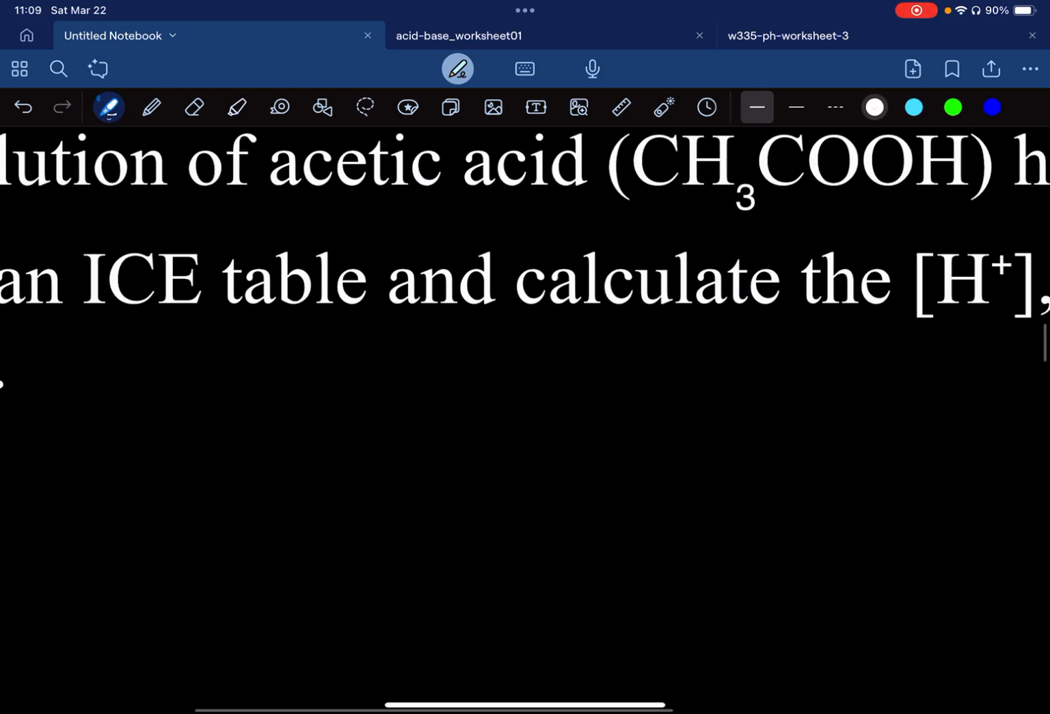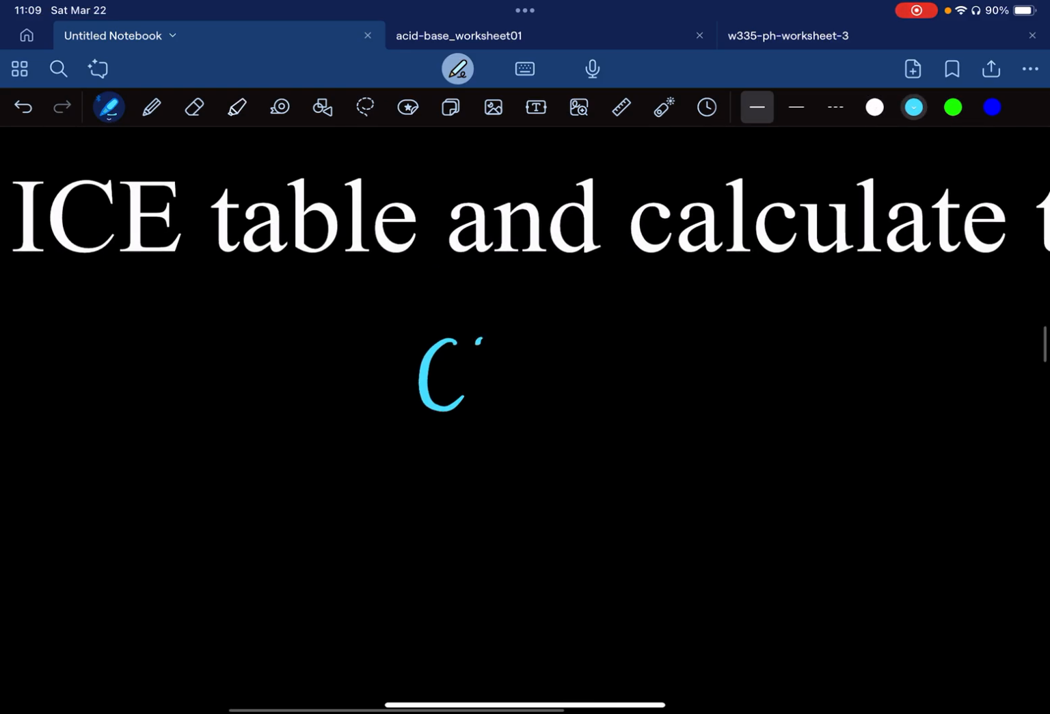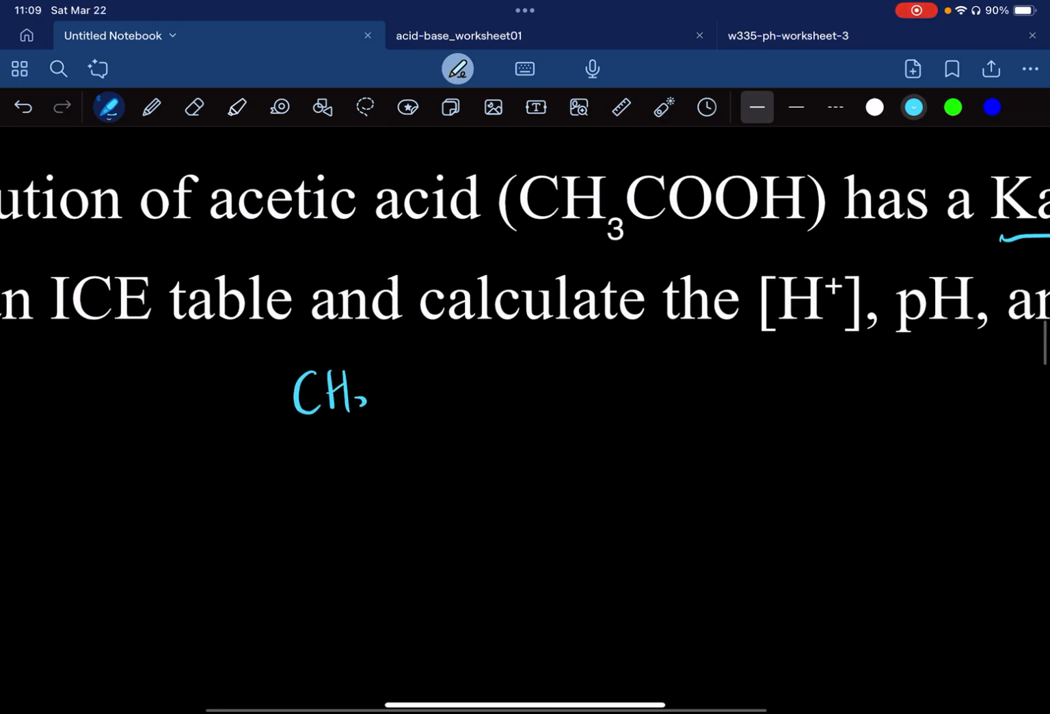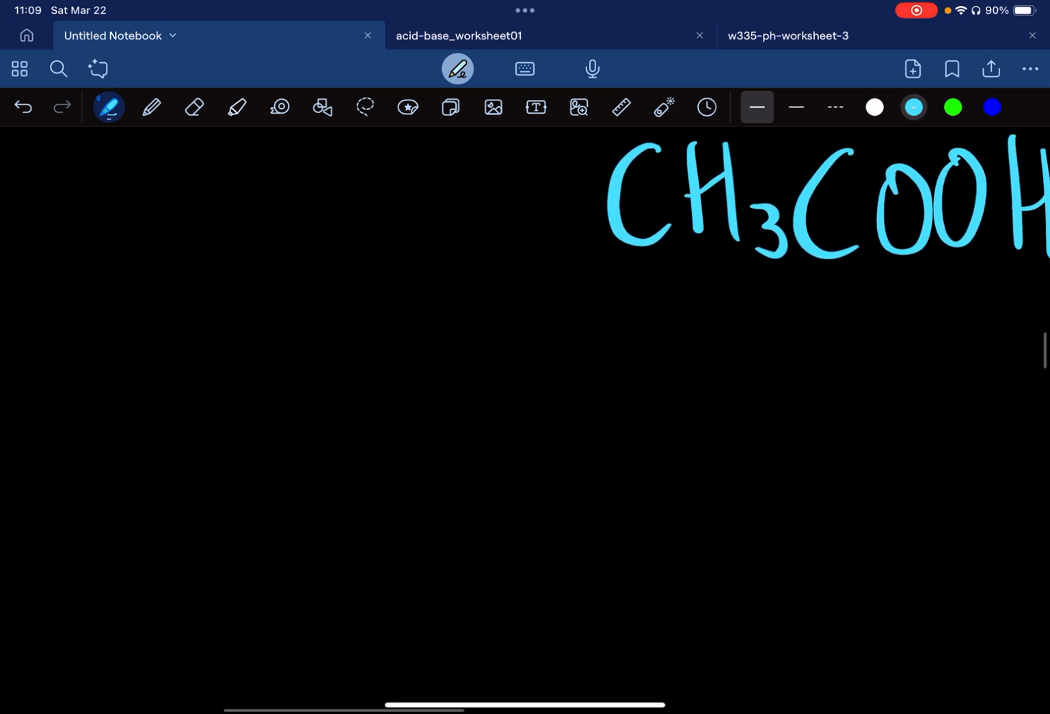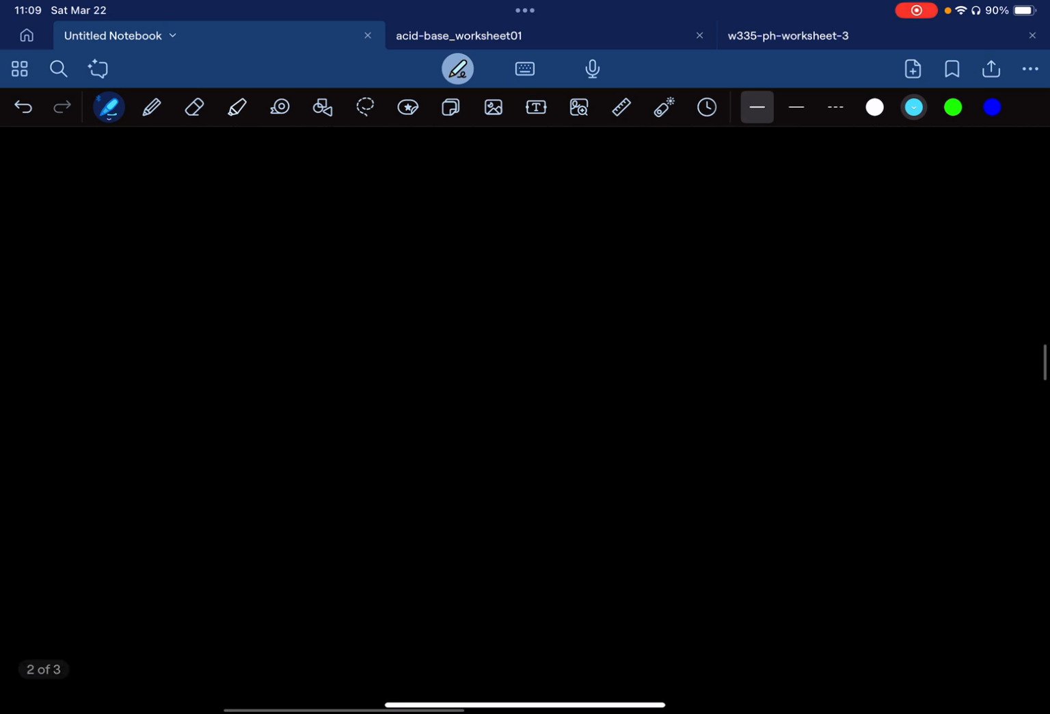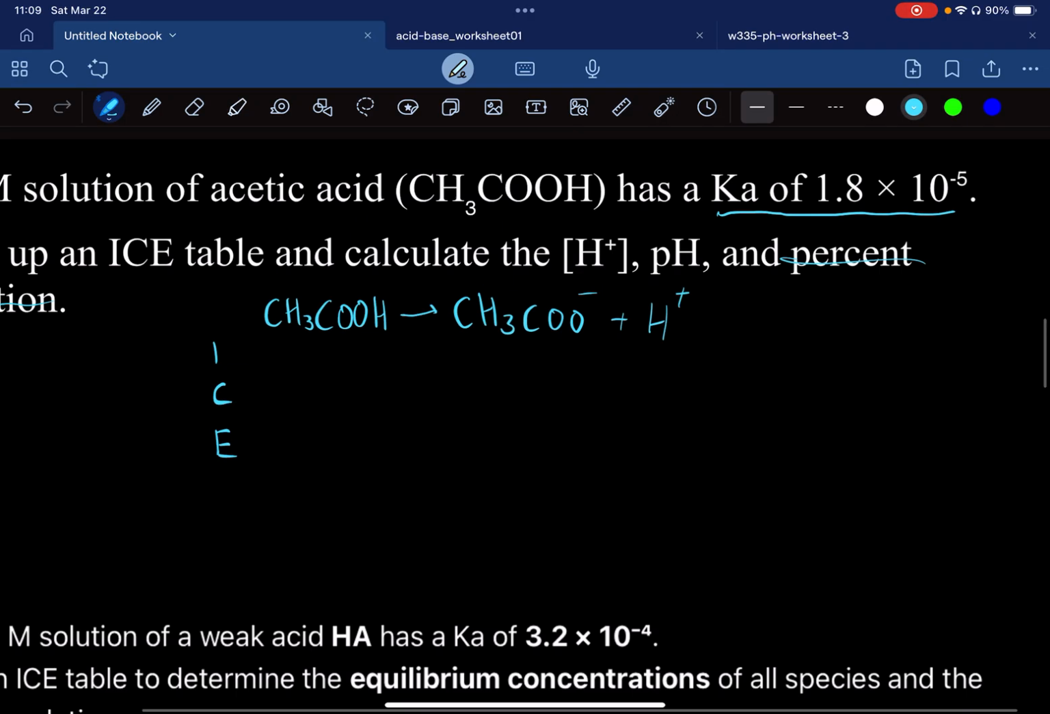So let's start off with writing the equation. We have CH3COOH, right? And then it's going to break apart to CH3COO minus plus the hydrogen ion, and that's the equation. Now we're going to set up ICE tables. So we have the initial, change of concentration, and equilibrium, right?